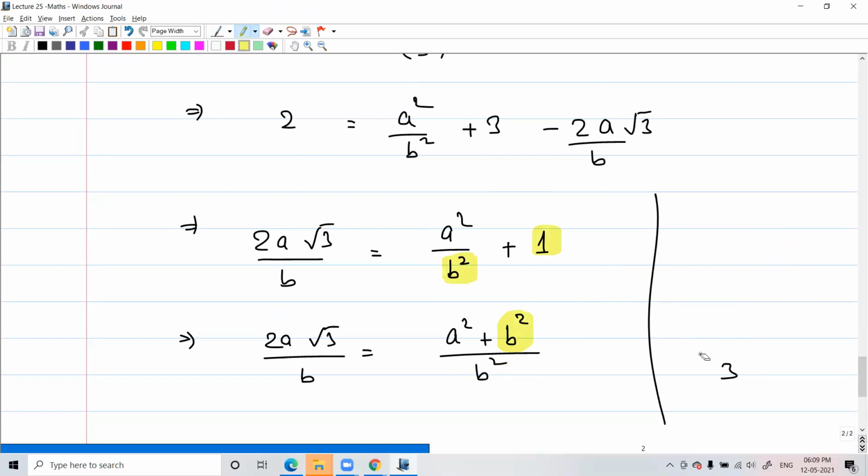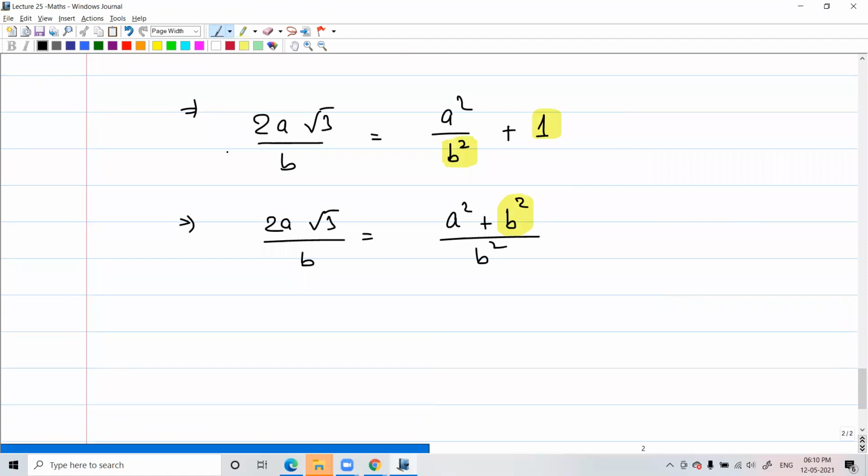Okay. If anybody has trouble with this addition, subtraction of fractions, pick up your previous old year NCERT books and practice the addition and subtraction of fractions. Okay, fine. So I'm assuming that everyone understands how to do this.